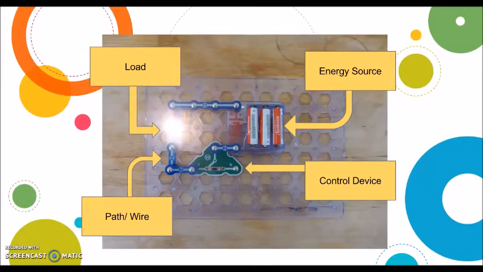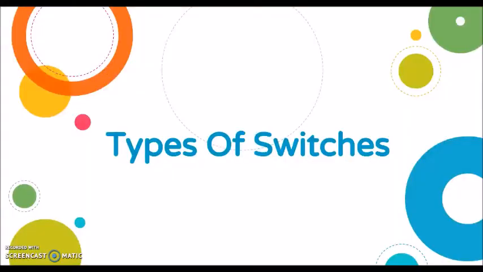Then I have the path, or the wire. Those blue pieces in the snap circuit kits are the wires, or could be thought of as the wires. And then you have a load at the top. Basically, a load is anything that consumes energy in the circuit. So that can be a light, or some kind of sound device, or a meter, but it's just something that consumes energy.